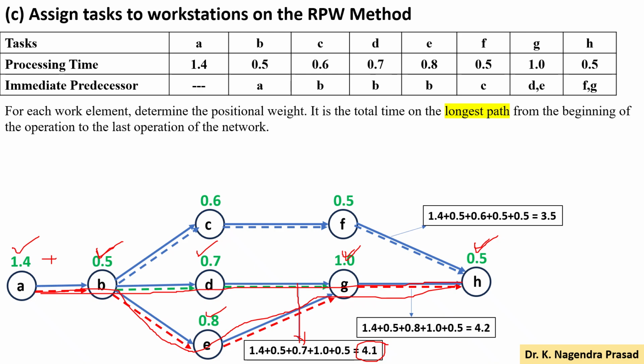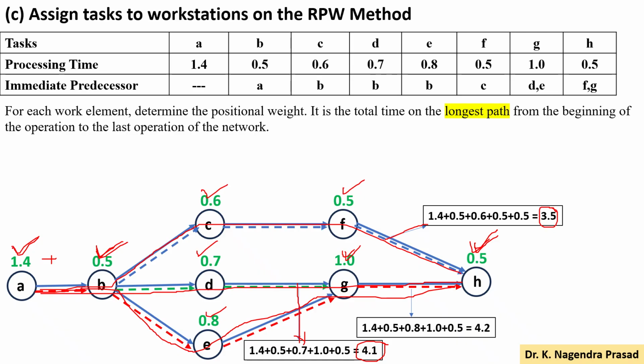Similarly, another path also there, that is A, B, C, F, H. In this path, the positional weight is 1.4 plus 0.5 plus 0.6 plus 0.5 plus 0.5. So in this path, the positional weight is 3.5.